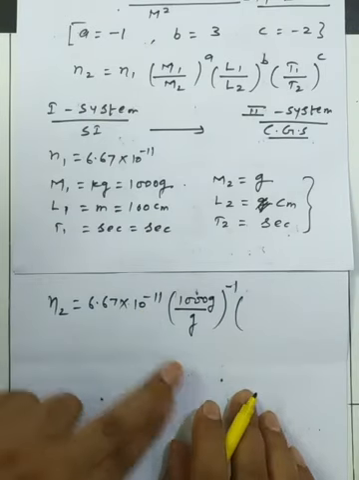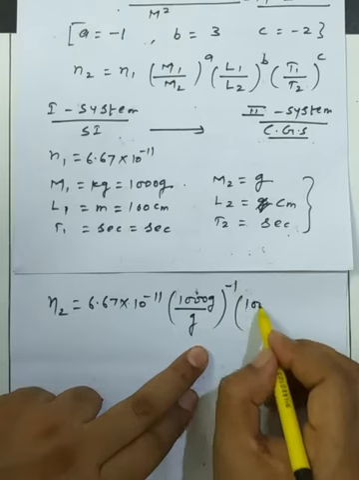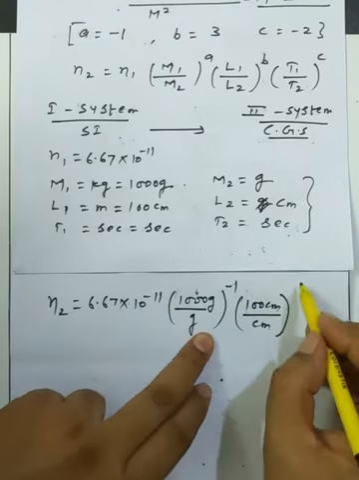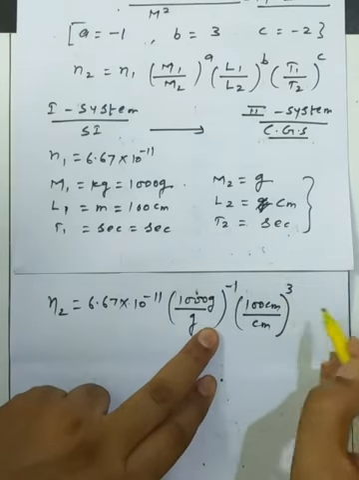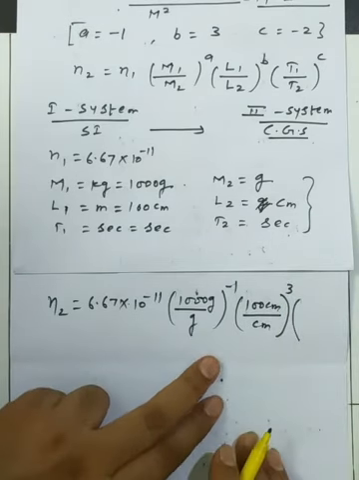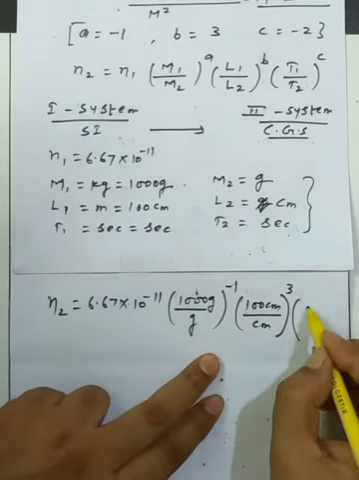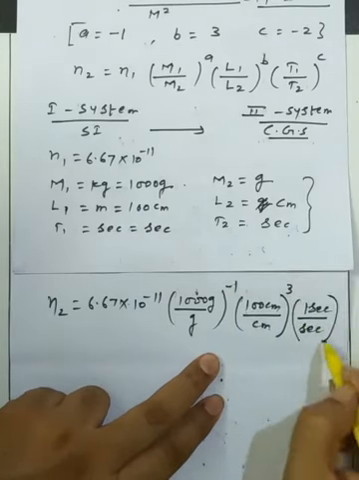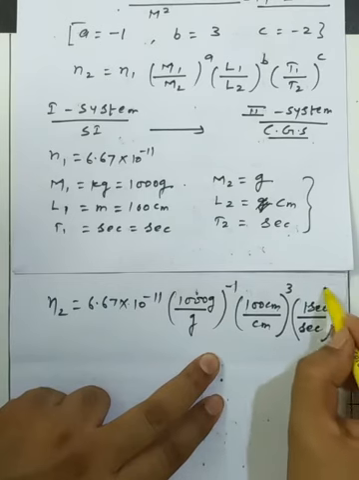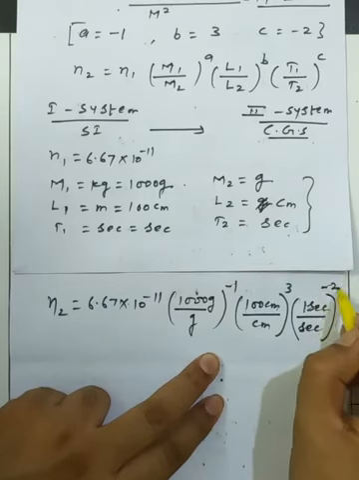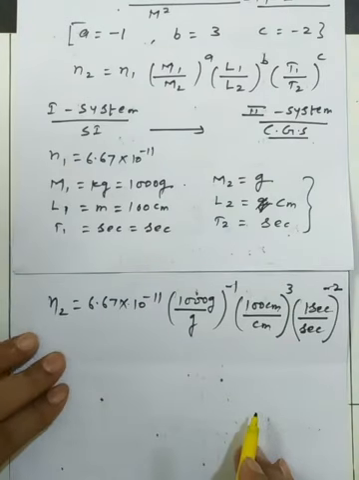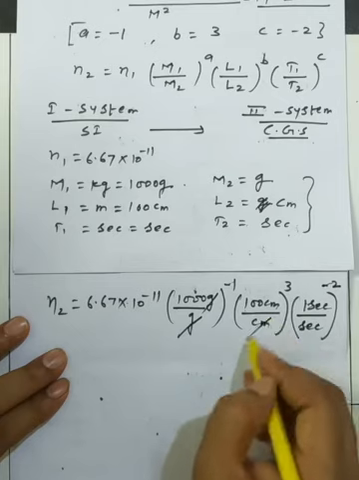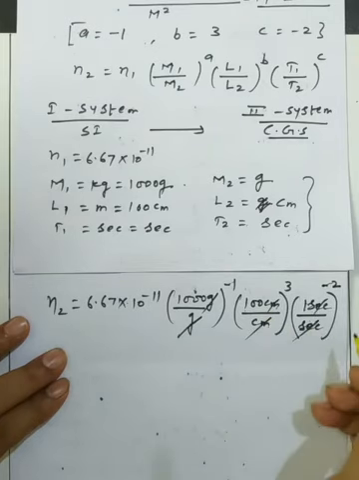Now, for simplicity, we have L1, that is 100 centimeter divided by centimeter, with the power B equal to 3, and for the time we have 1 second divided by 1 second, and all of it cancels out, with the power being -2. So this is the representation of all the things in the given formula, and we are just cancelling out the units, so we will get the magnitude of this quantity.